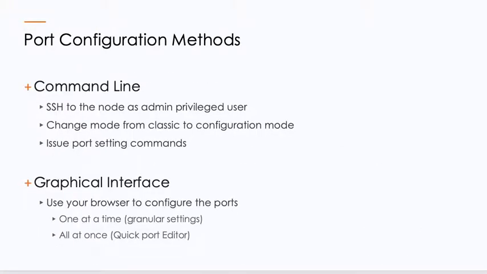As mentioned earlier, there are a couple ways you can configure ports. The first way is through the command line, where you would SSH into the node, log in as an admin privileged user, change from the default classic mode into configuration mode, and then issue the commands to change the port. The other way is through the graphical interface. And while you're in the graphical interface, you also have a couple ways. You can do them one at a time, which gives you a bunch of granular settings, or you can use the quick port editor, which allows you to provide all the information you need and get it done very fast. Most of the time, I'll use the quick port editor.